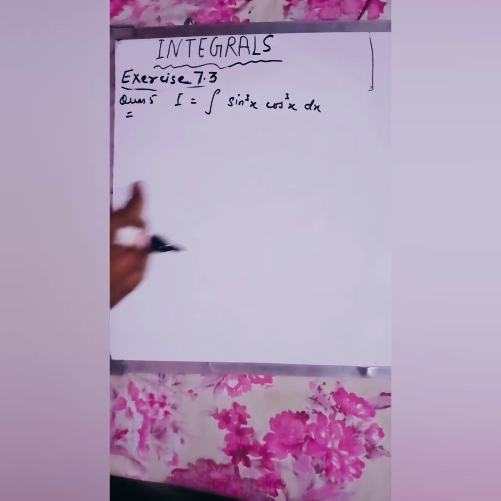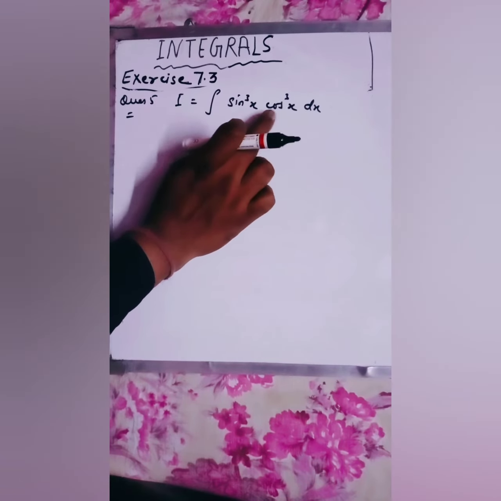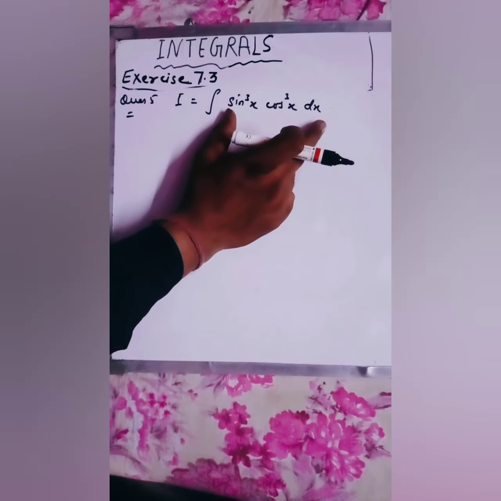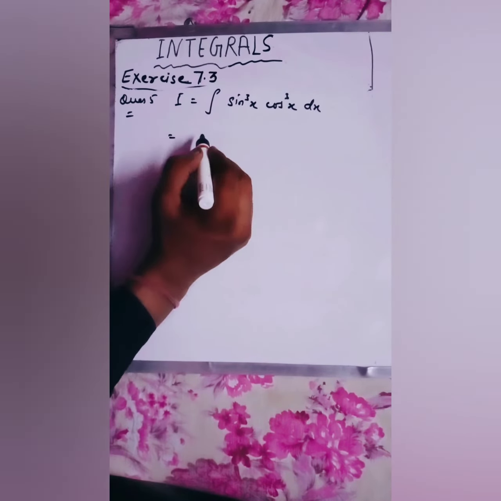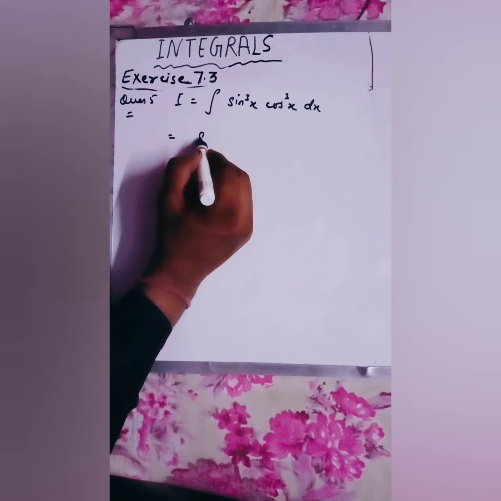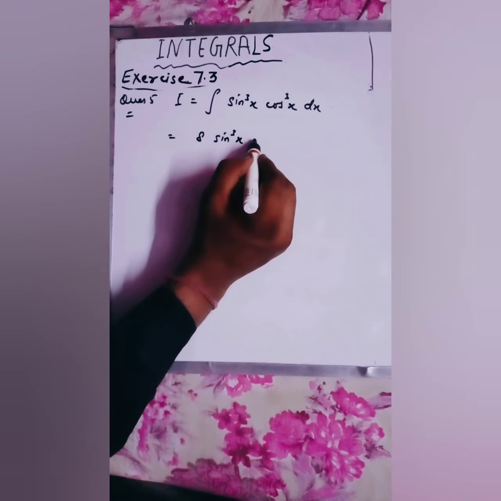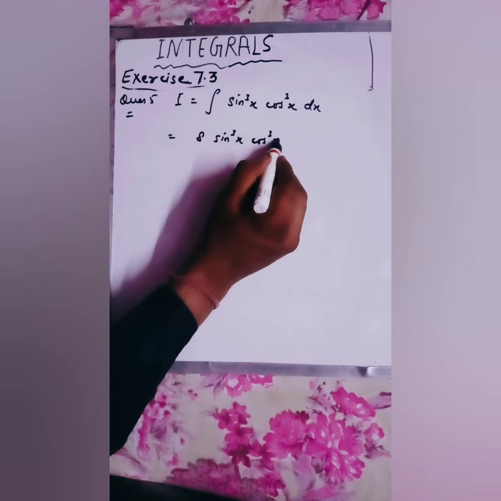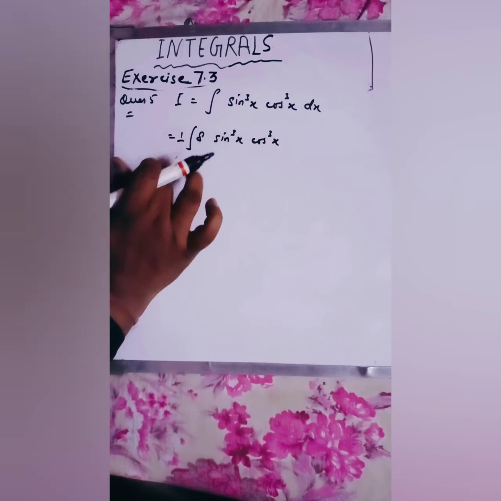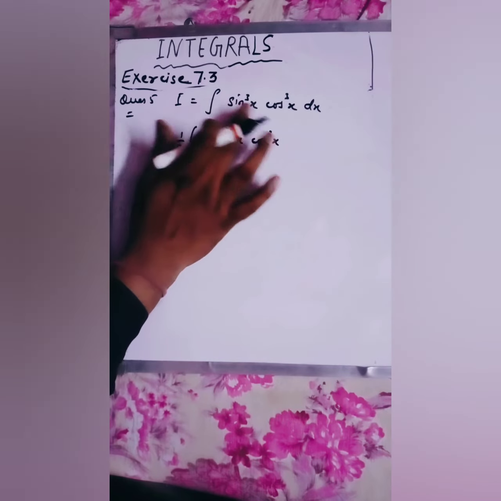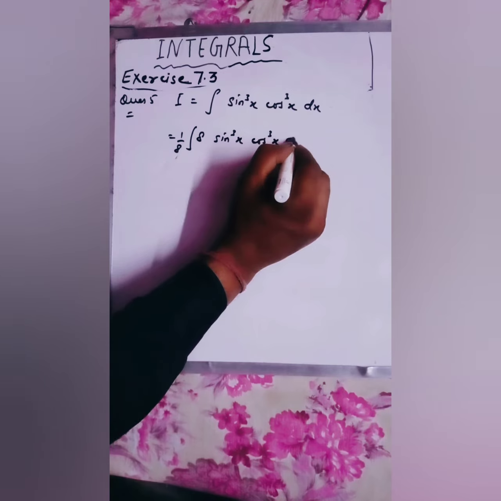Now this is question number 5. Okay, sine cube x cos cube x into dx, this is given to you. In this question what you have to do, I am multiplying this by 8, and I am dividing this whole term by 8. Okay, you have to multiply this whole by 8 and you have to divide this by 8 into dx.